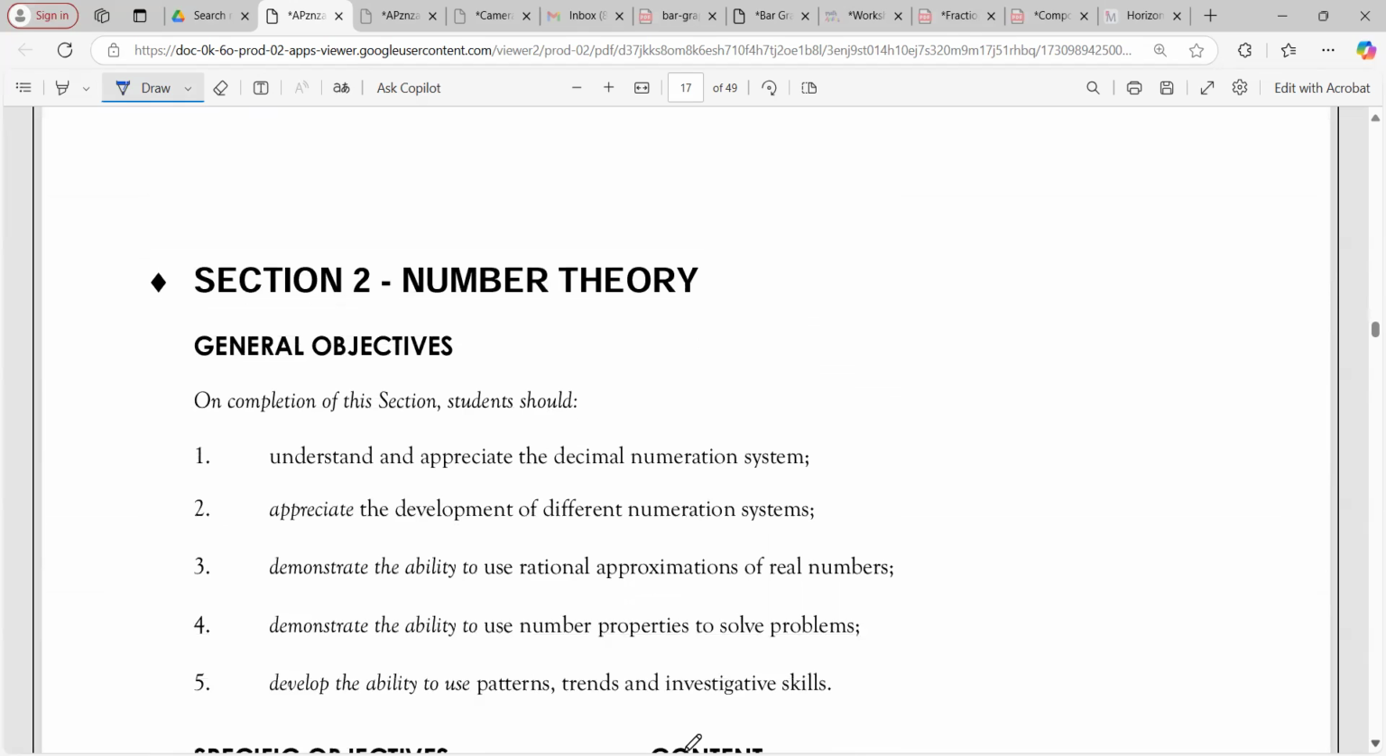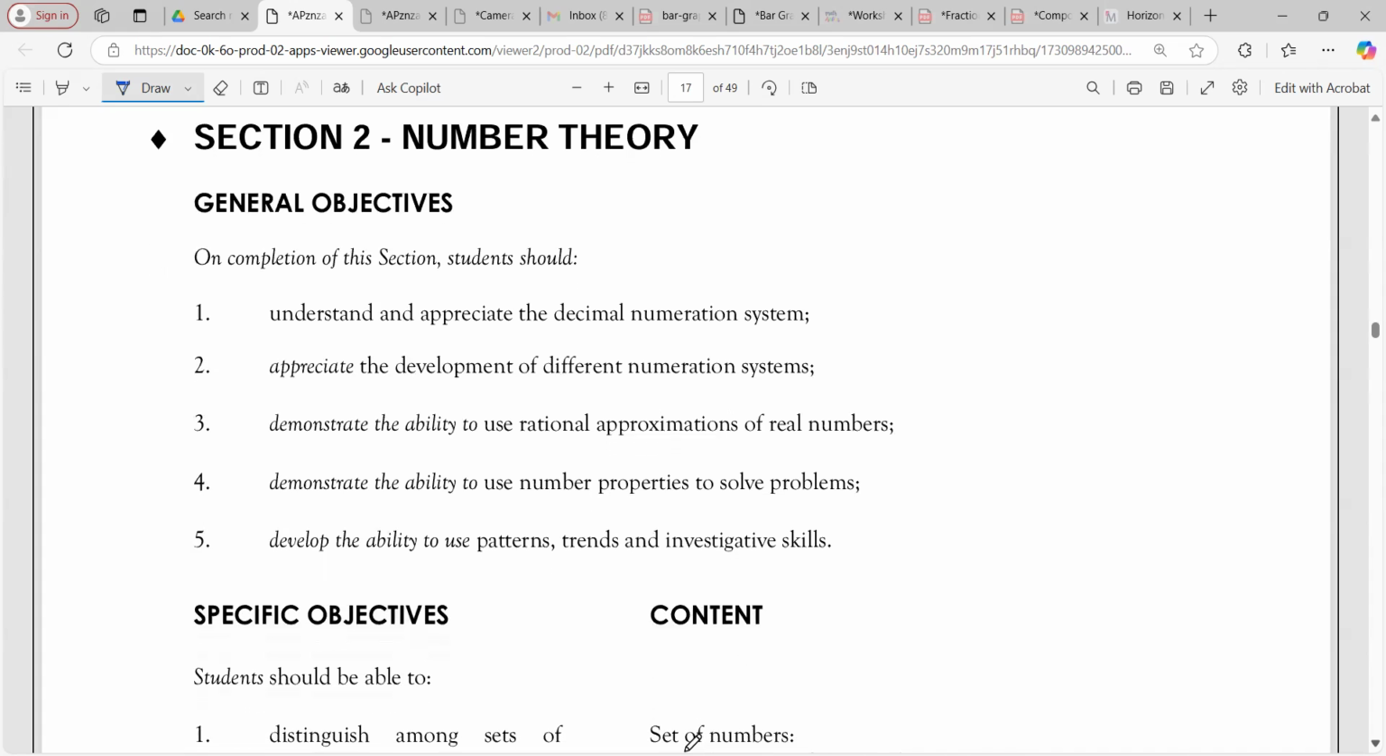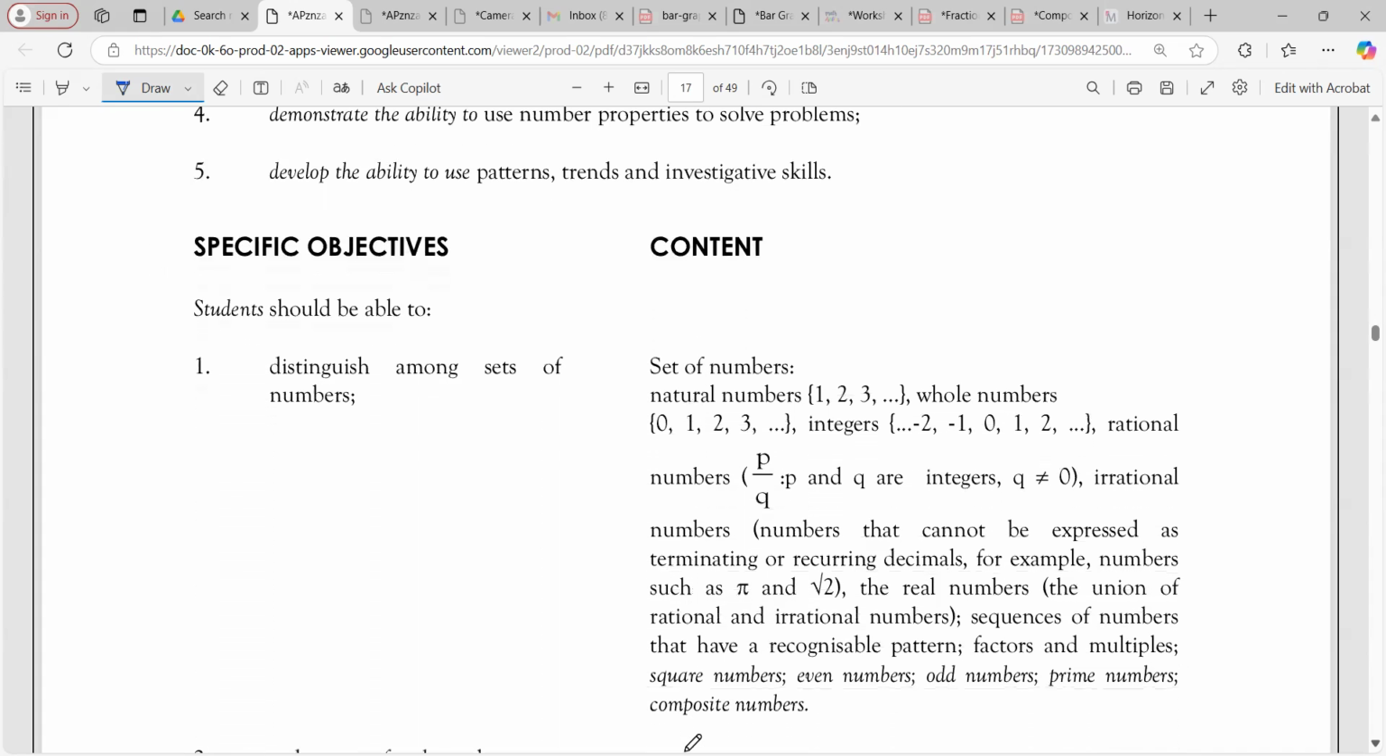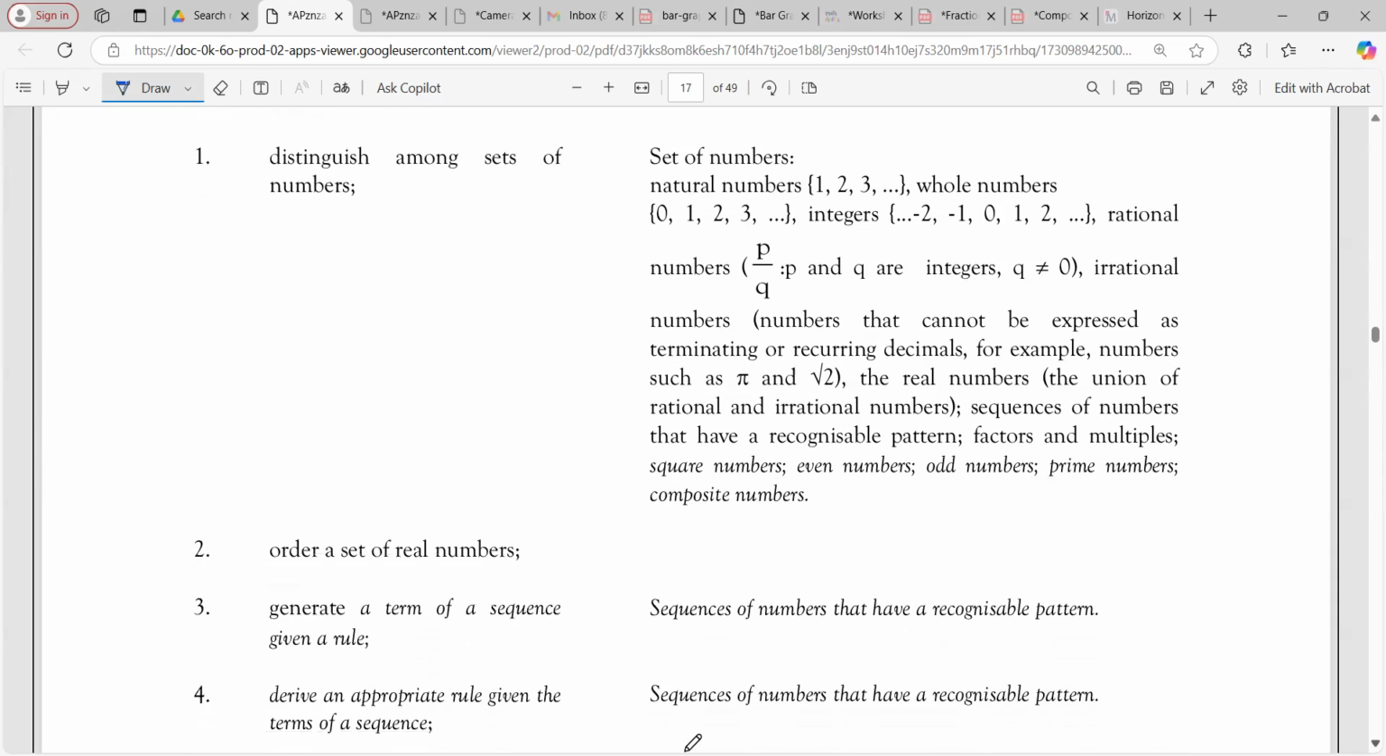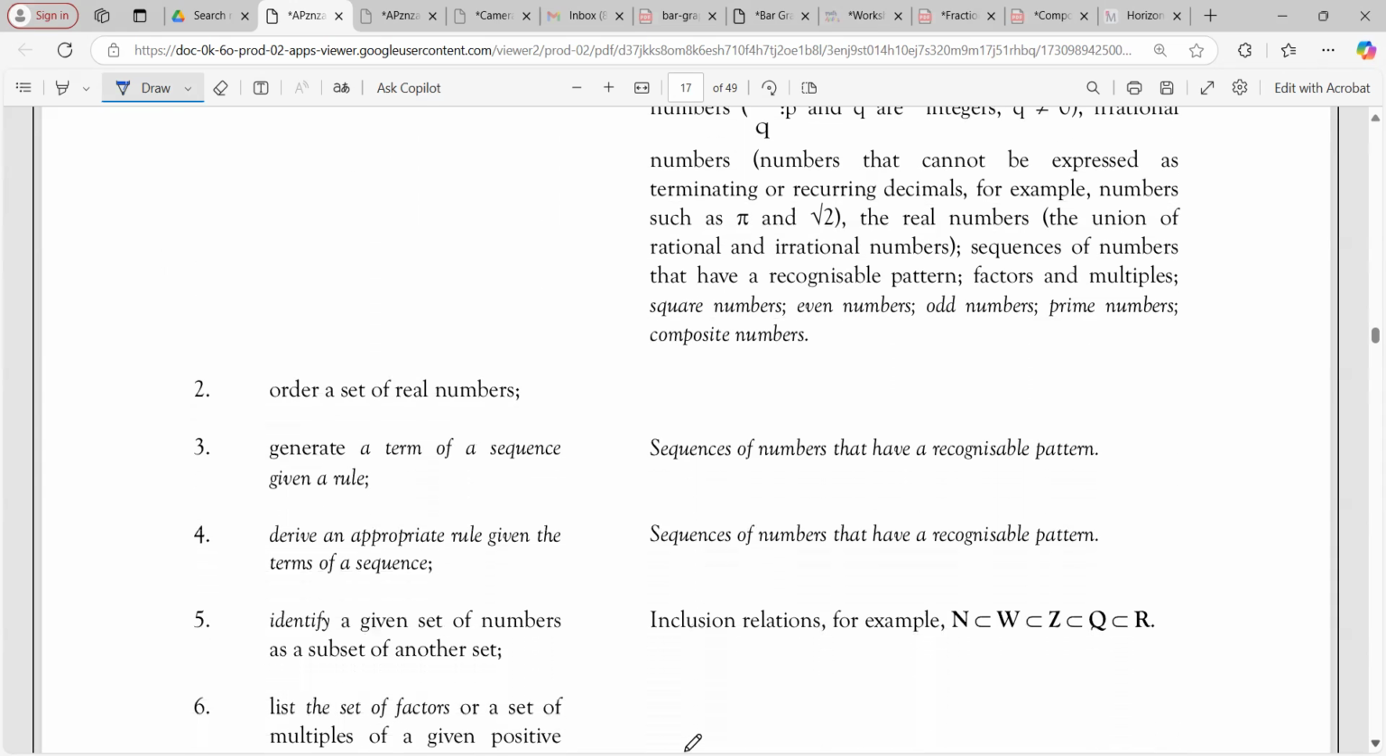Section 2 has to do with number theory. We must understand and appreciate the decimal numeration system, appreciate the development of different numeration systems, and demonstrate the ability to use rational approximation of real numbers. So you have to know numbers, types of numbers as well, all right? You must be able to differentiate between the sets of numbers. You must know natural numbers, whole numbers, integers, all of those things, recurring decimals for example, rational numbers, and all of those, irrational as well. Composite, odd, things you're doing at primary school.